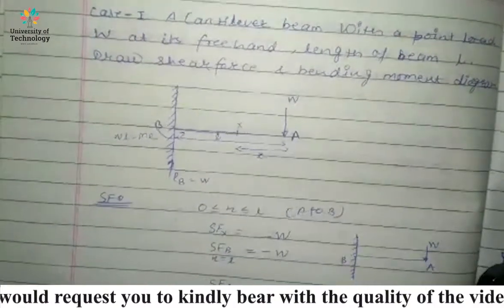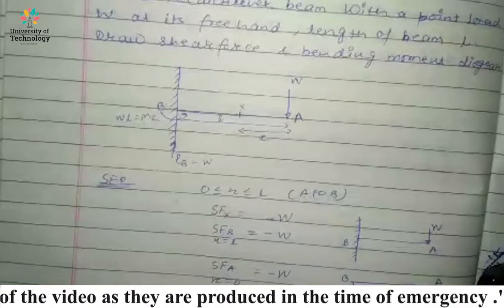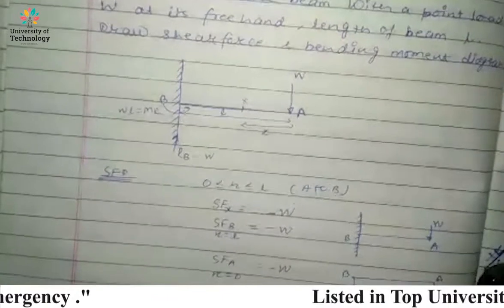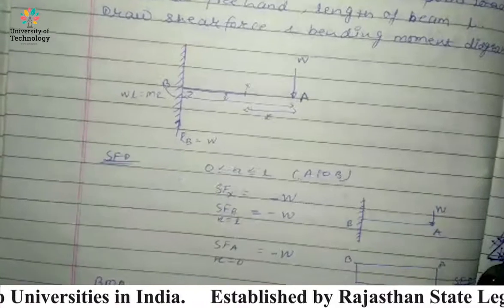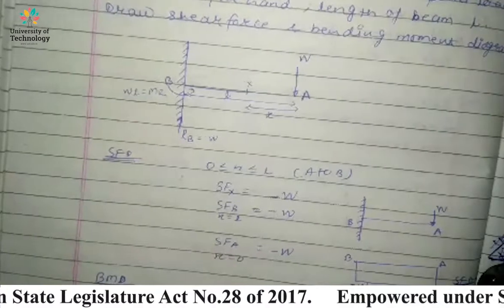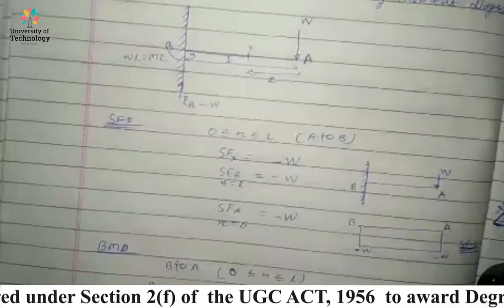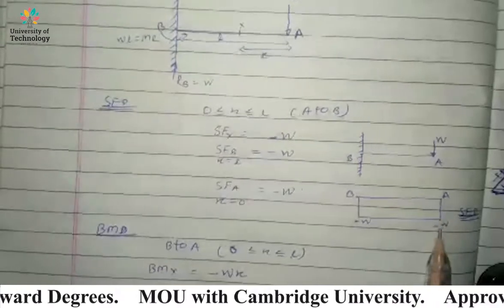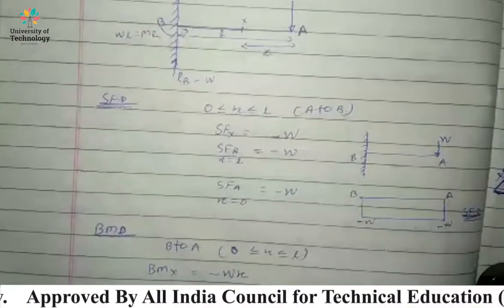Now first we calculate the shear force at point X, that is minus W, because the reaction acts in the upward direction and W is acting in the downward direction. Now we calculate at point B. The length of the beam is L, so X equals L. So the force is minus W, and we can draw the diagram accordingly. At point A it is minus W and at point B it is also minus W.